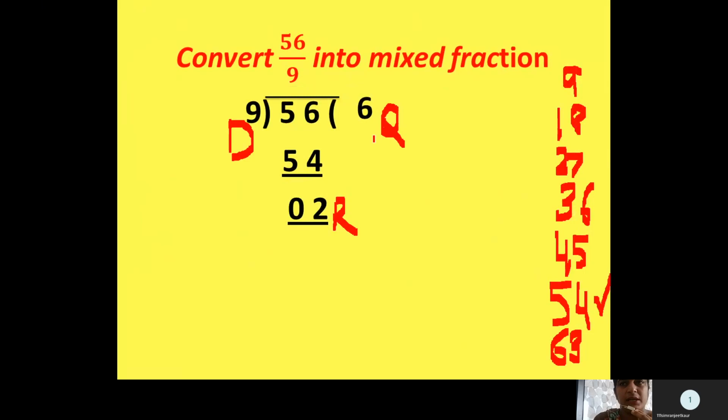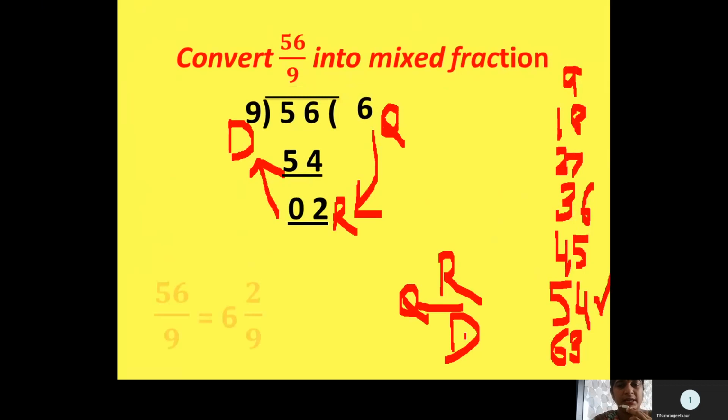Now to write the corresponding mixed fraction, we have to go from this Q to R and then from R to D. Our resultant mixed fraction will be Q into R by D. So let us write that. First we write this 6, then 2 by 9.